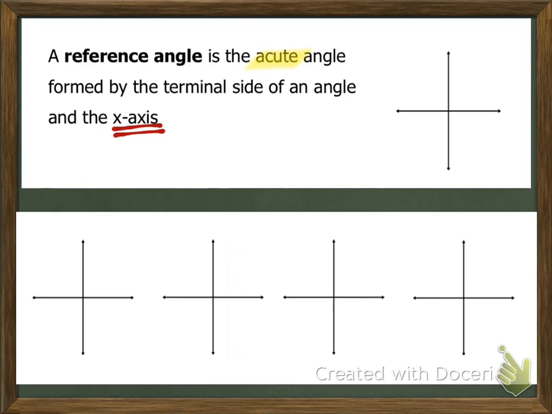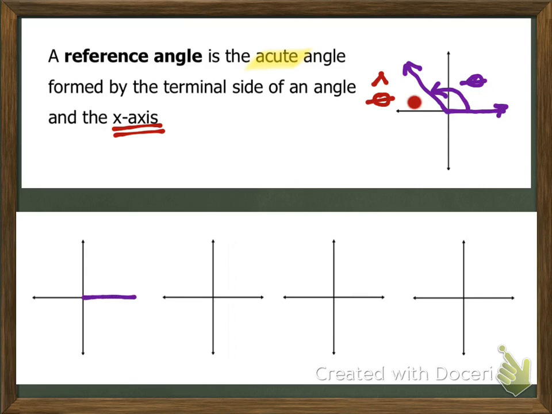To give you an example, there's my initial side, there's my terminal side, so here's my angle, we'll call it theta. So my reference angle would be right there, just the rest of the way from theta to the x-axis. And I refer to that as theta hat, and I believe your book and Alex do as well. So let's look at a couple of scenarios down here in the bottom.